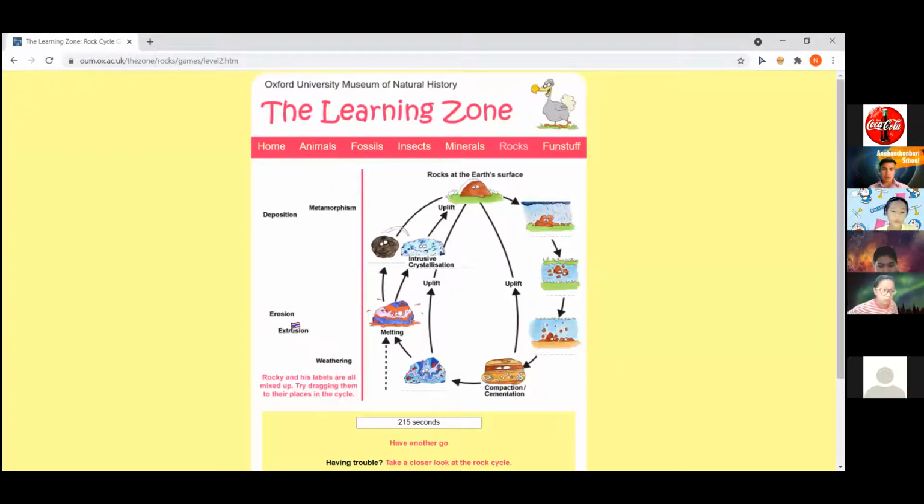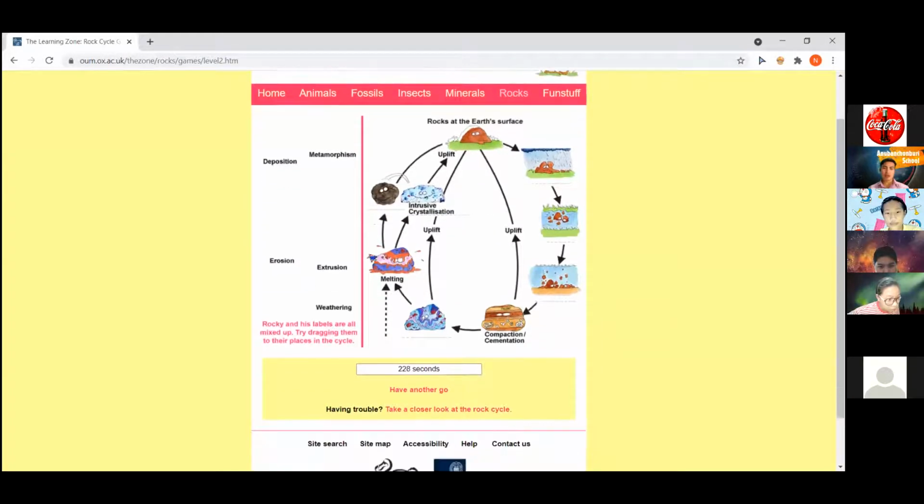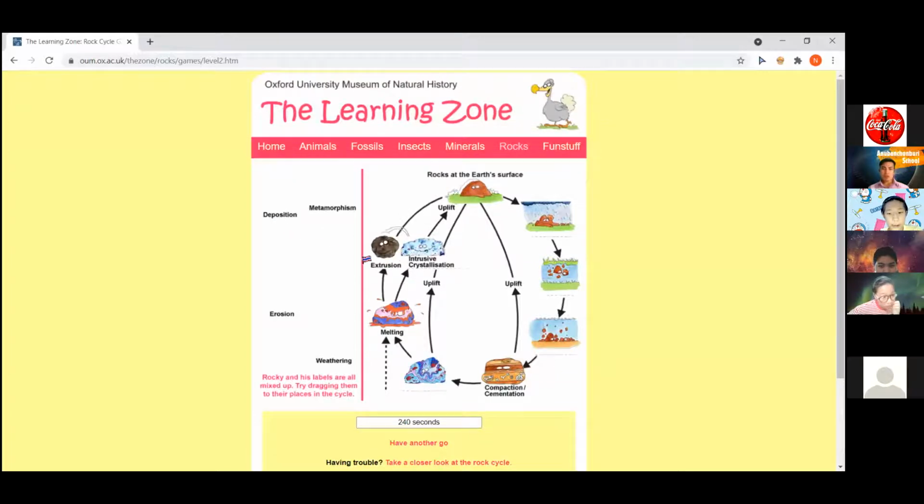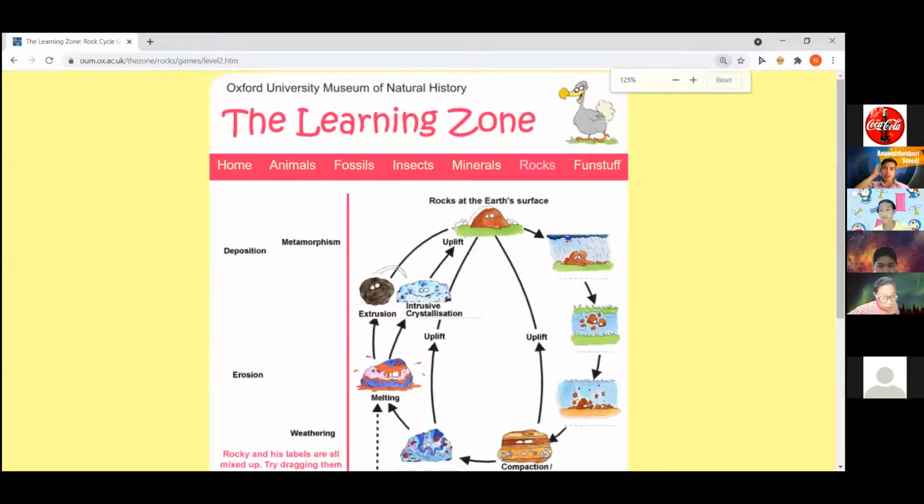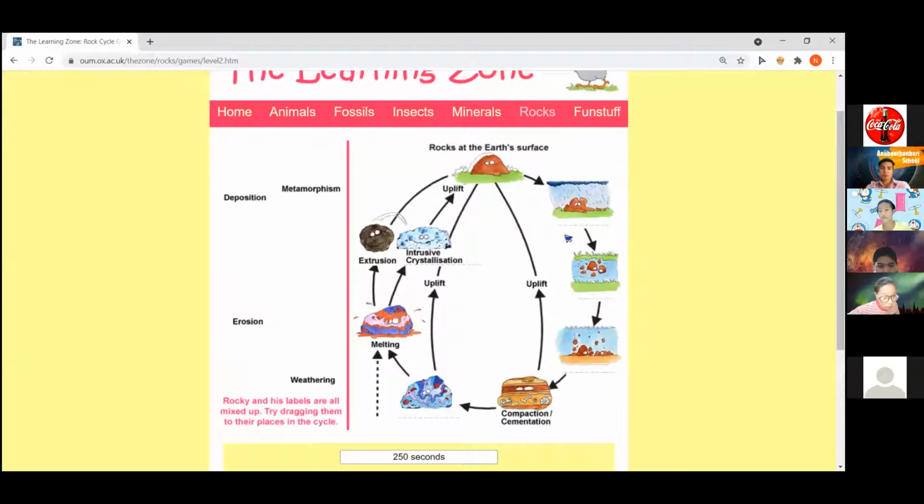Where is extrusion? If you put the extrusion on the round rock, there, no. After melting, you put the extrusion there. Good. Again, do it again. Okay, good. What about the rest? Can you make your screen, Chuntida, a little bit bigger? So that we can see it. Okay, good, that's perfect.